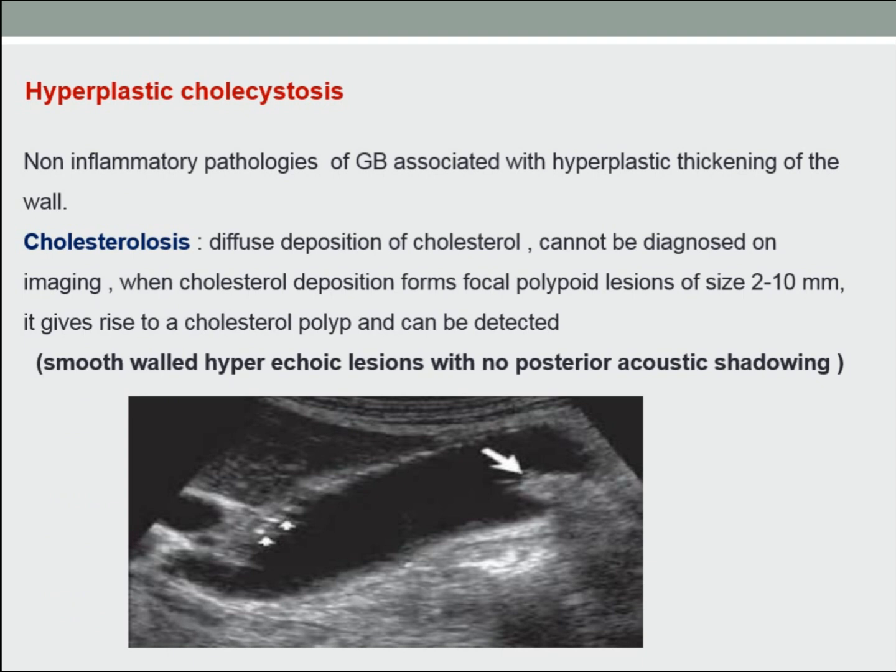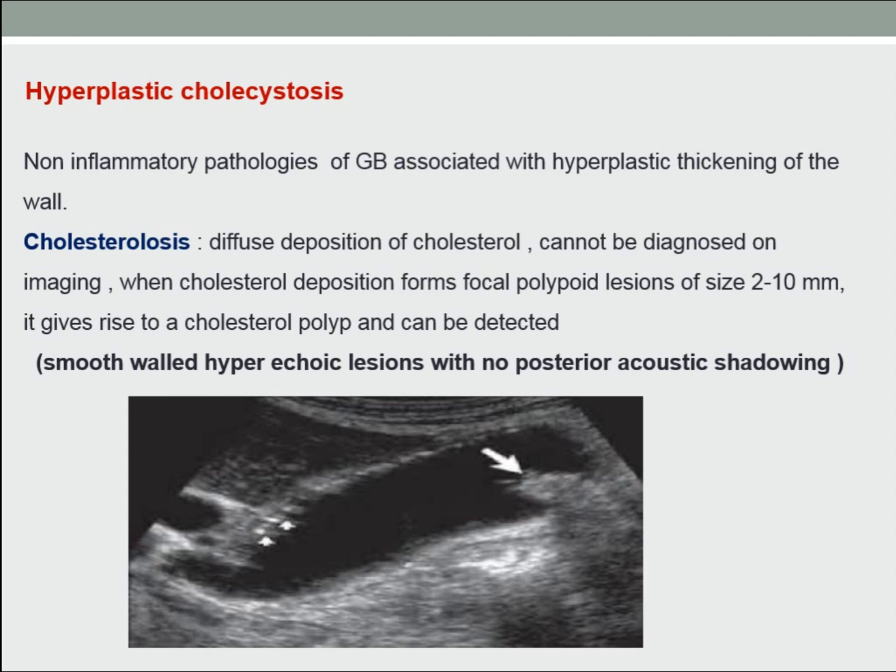Another condition of the gallbladder is hyperplastic cholecystoses. They are non-inflammatory pathologies of the gallbladder associated with hyperplastic thickening of the gallbladder wall. There are two conditions. The first one, cholesterolosis, is a diffuse deposition of cholesterol in the wall of the gallbladder and cannot be diagnosed on imaging when it is diffuse.